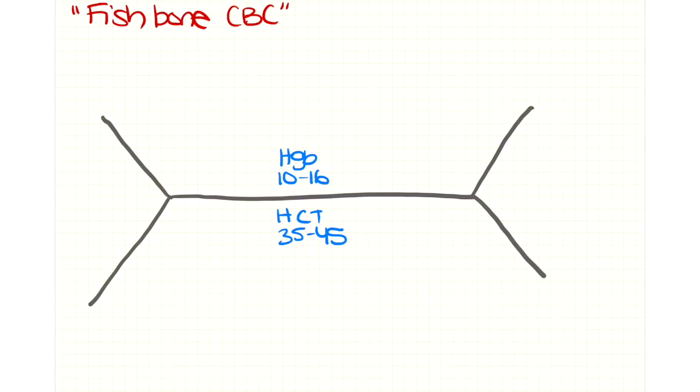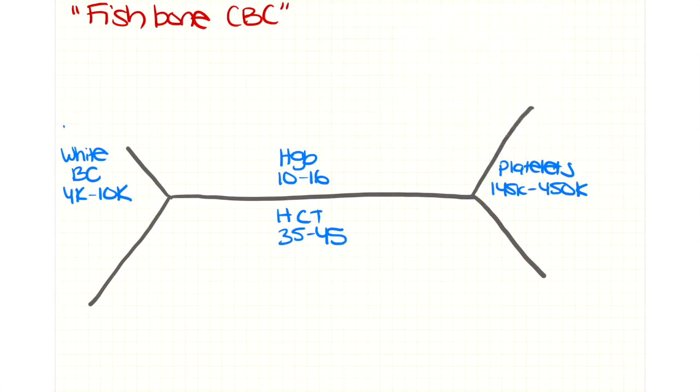This is going to be your white blood cells, 4K to 10K. And your platelets, 145 to 450K. Let's start with the white blood cell count, your WBCs.